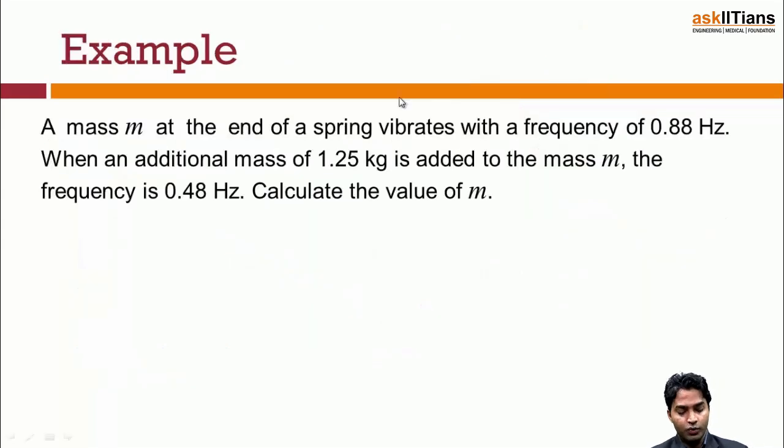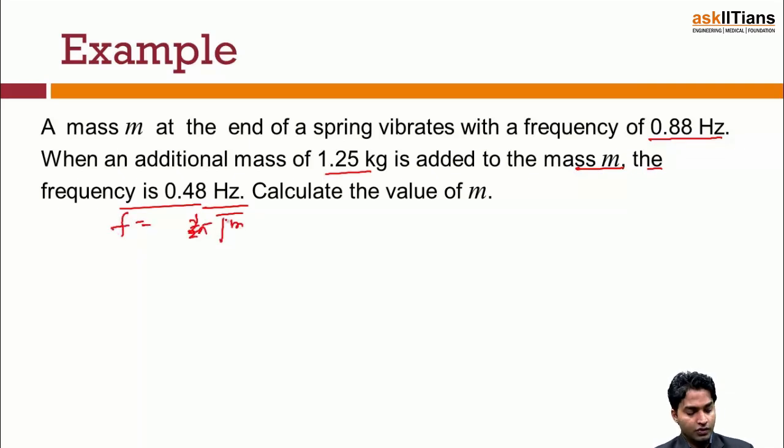So we must be aware of those relationships in different types of questions. Now we have a question. A mass m at the end of a spring vibrates with a certain frequency. When an additional mass of 1.2 kg is added to the mass m, the frequency is 0.48 Hz. Calculate the value of m. So we know that f is equal to 1 upon 2 pi under root of k upon m. Sorry, we want to know the time period, so T equal to 1 by f, that is equal to 2 pi under root of m by k. For the first case we are given the frequency as 0.88.